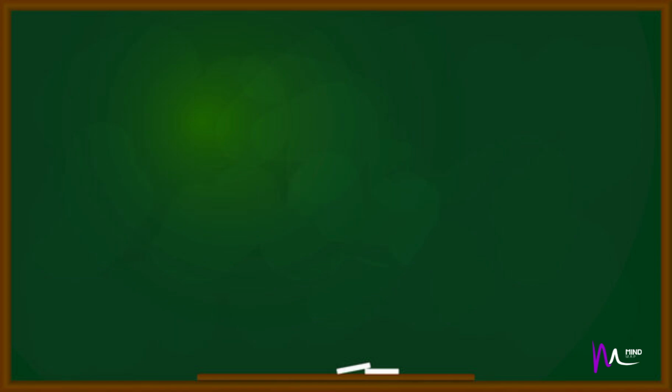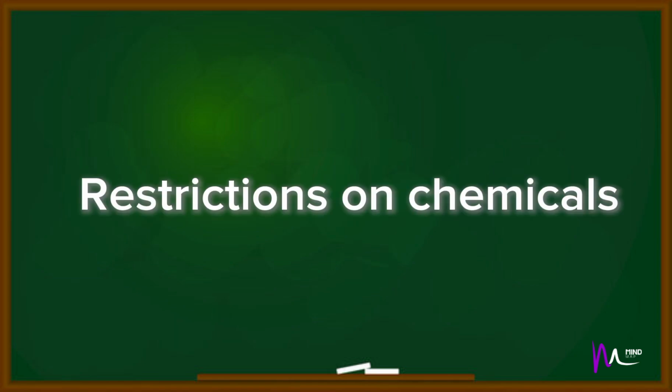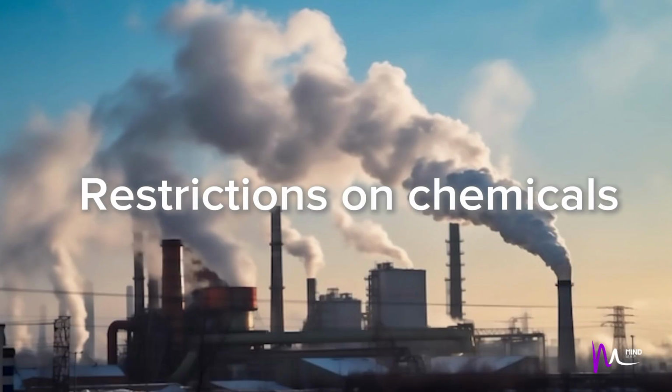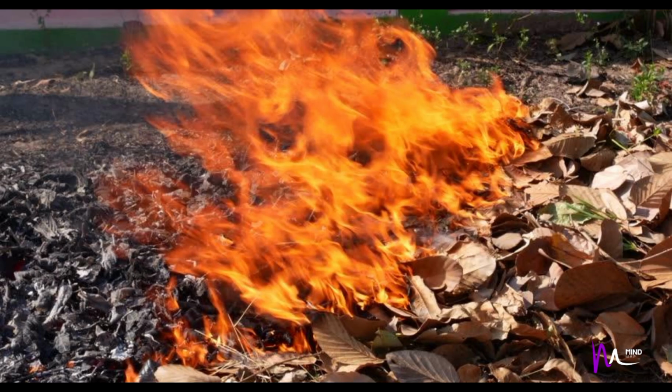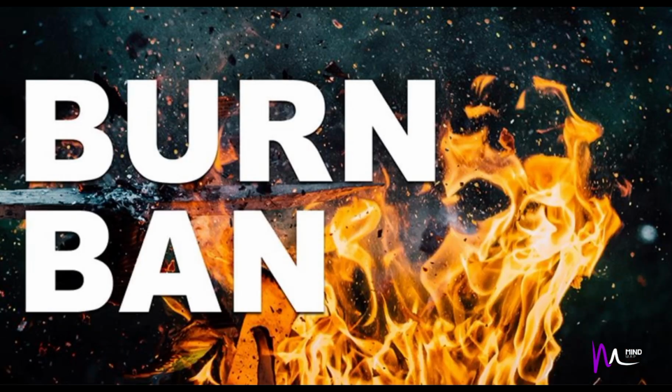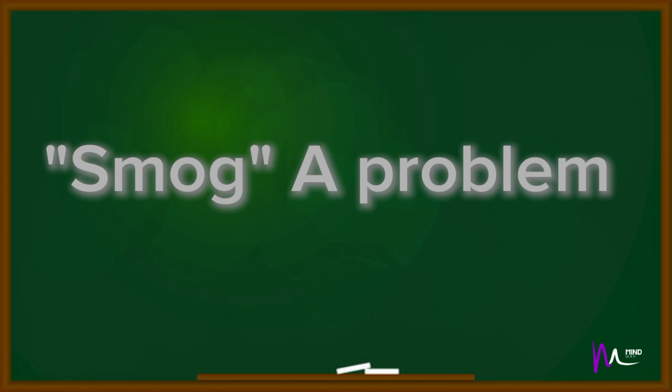Some laws include restrictions on what chemicals a factory can release into the atmosphere, or when the factory can release them. Some communities have burn days, when residents can burn waste such as leaves in their yard. These limits on chemicals released into the air reduce the amount of smog. Smog is still a problem in many places.